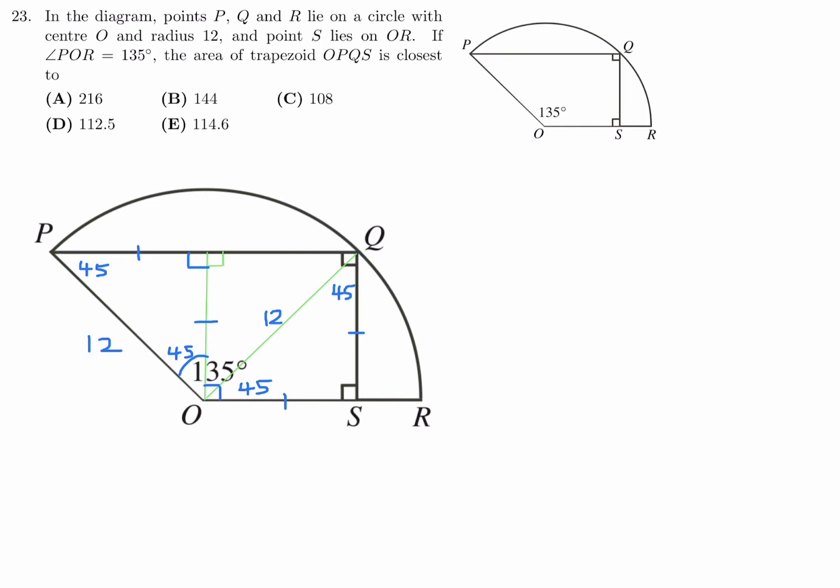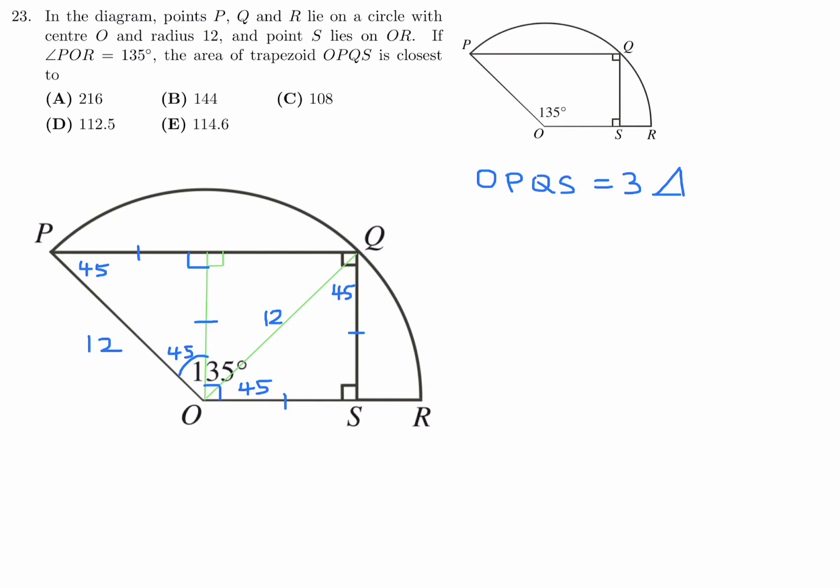So all we really have to do is find the area of one of these triangles and then multiply it by 3, and we've got the area of OPQS. So OPQS will basically just be 3 times the area of one of those triangles. So I'll just write a triangle right there. Okay, so how do we figure out the area of the triangle?